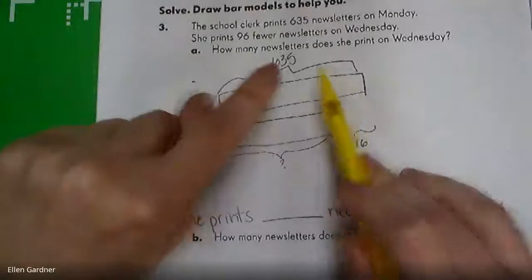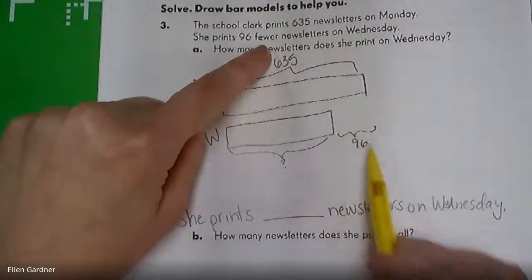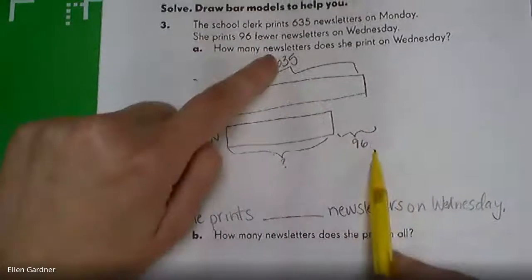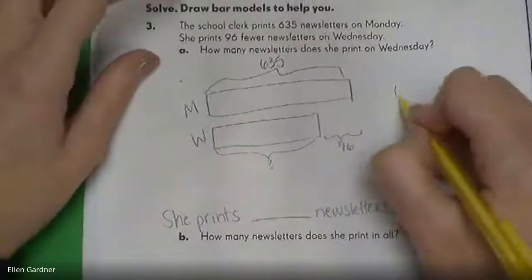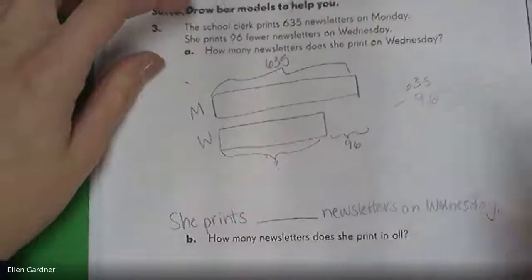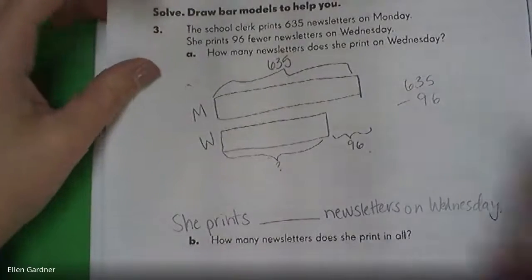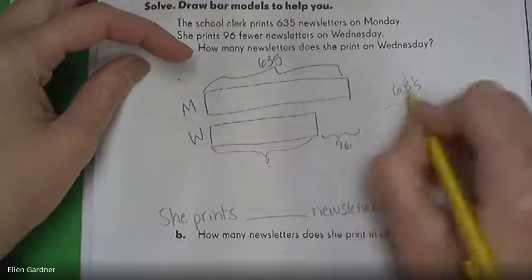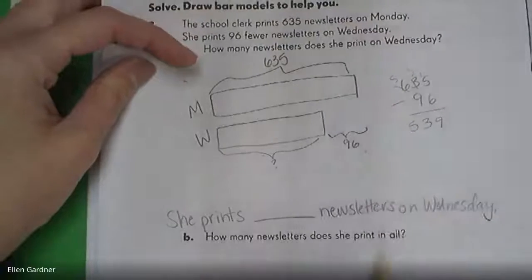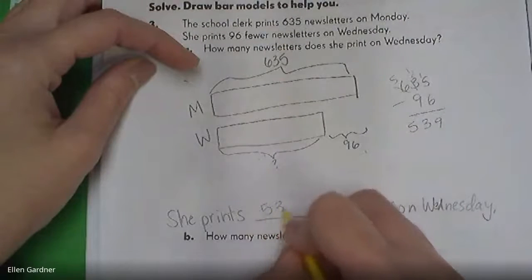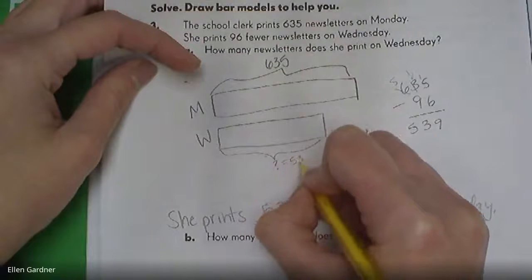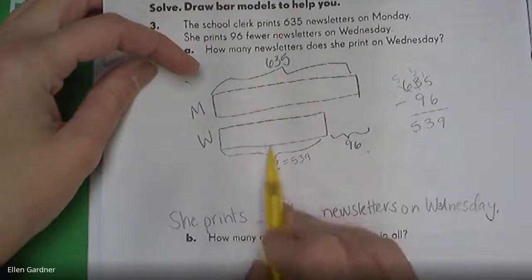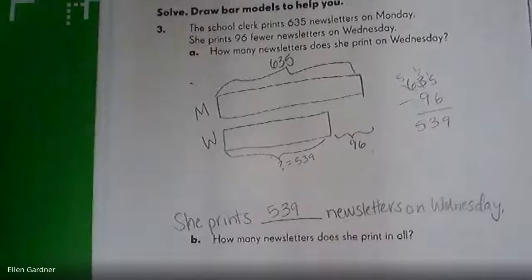Every time you see a problem like this, where you have one amount and you have a difference and you're looking for something smaller, the smaller box, you'll subtract to find that. Once you have done that, you should have an answer of 539. Once you've regrouped this one, 539, which you'll put in your answer sentence and your bar model. That tells us what Wednesday's amount was.